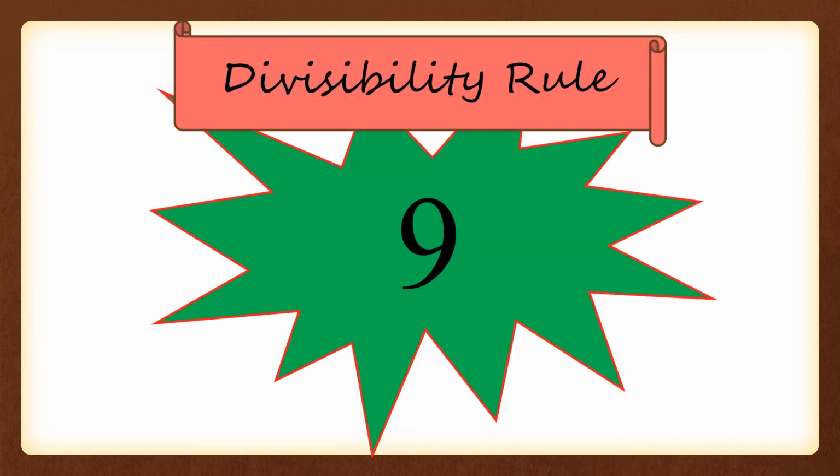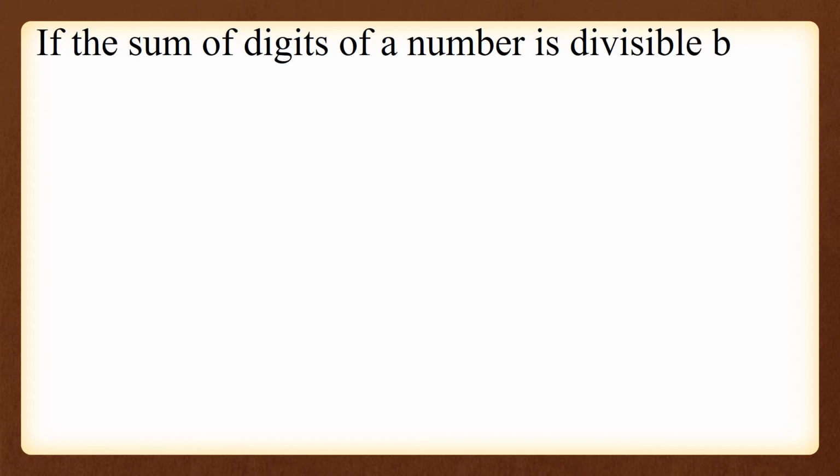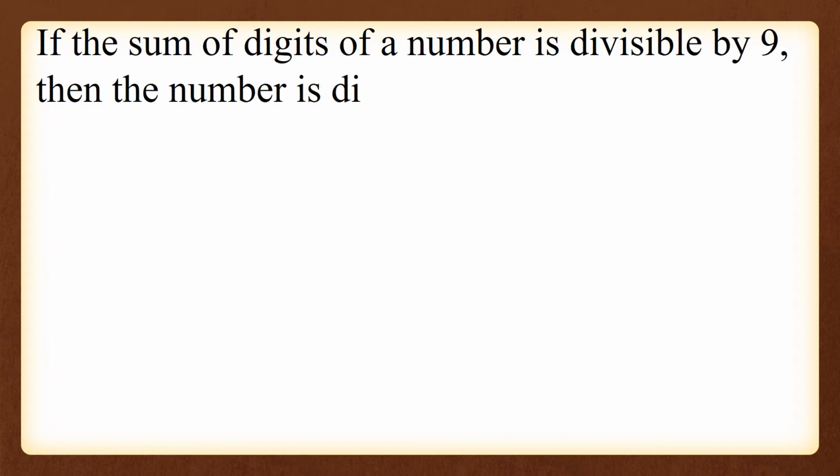Divisibility rule for the number 9. If the sum of the digits of a number is divisible by 9, then the number is divisible by 9. That means if we add each digit, the sum should be divisible by 9. If it is divisible by 9, then the number is divisible by 9.